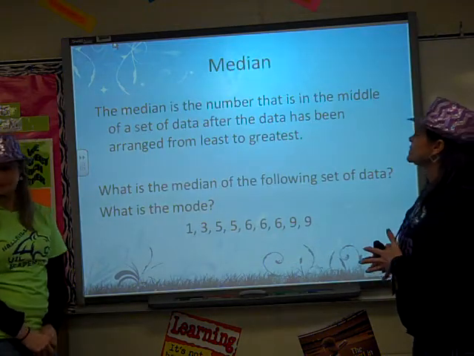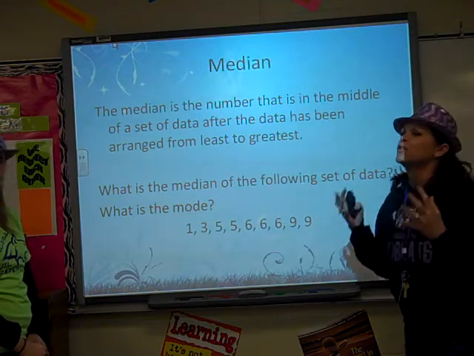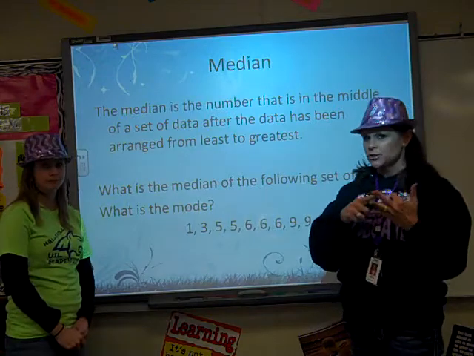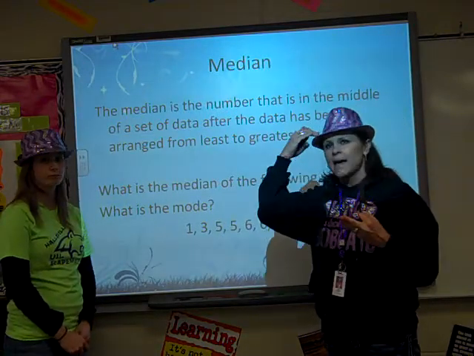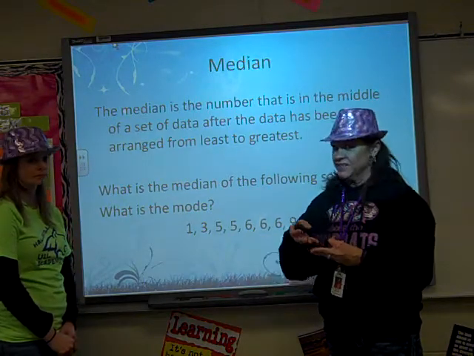Median. Median is the number that is in the middle of a set of data after the data has been arranged from least to greatest. That's the biggest thing we want to stress to you: whenever you see range, median, or mode, that needs to be a trigger. Oh, I need to put these in order from least to greatest before I ever even look at the data.